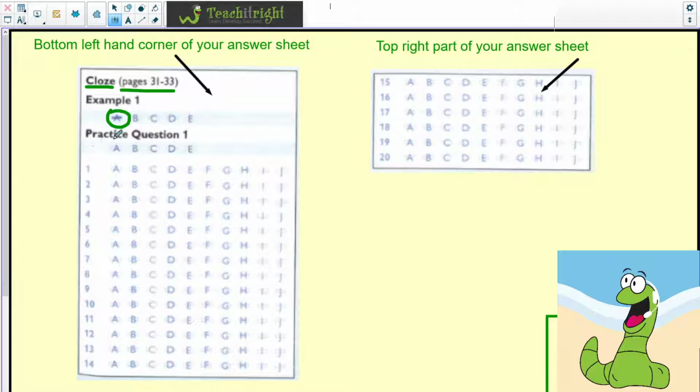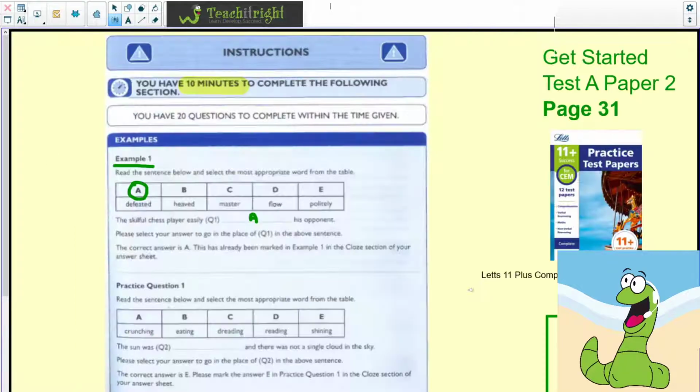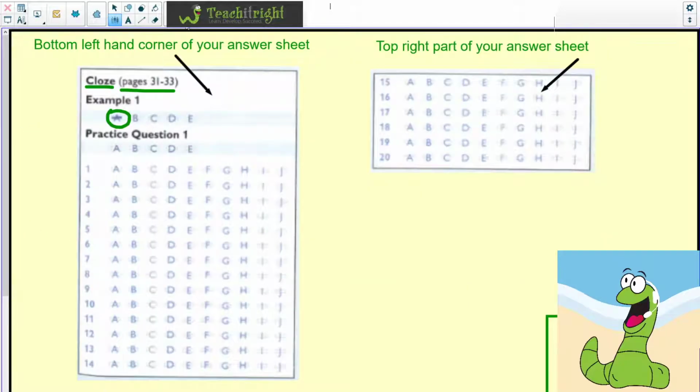But you will need to do practice question 1. So let's just quickly do that one. Read the sentence below and select the most appropriate word from the table. The sun was something and there was not a single cloud in the sky. Well, the answer to that is shining. The sun was shining and there was not a single cloud in the sky. So on your multiple choice sheet, we would ask you please to mark down E.